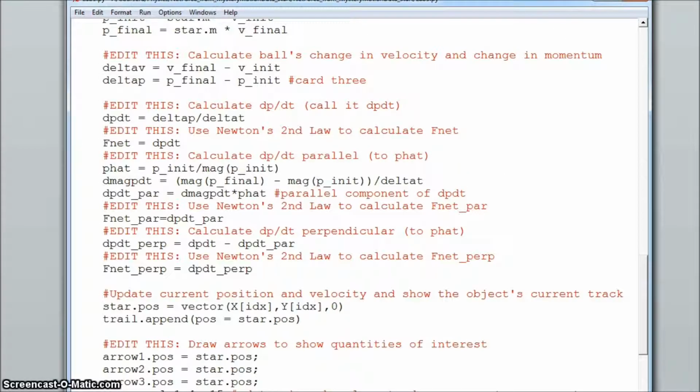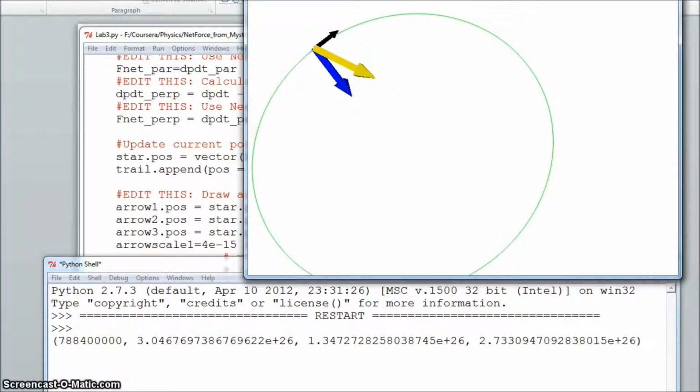To calculate the perpendicular component of dp dt, we learned through vector addition that dp over dt is equal to the perpendicular component of dp over dt plus the parallel component of dp over dt. Therefore, the perpendicular component is equal to dp over dt minus dp over dt parallel, and thus the perpendicular component of the net force is equal to the perpendicular component of dp dt. After setting a small arrow scale, we run our program.